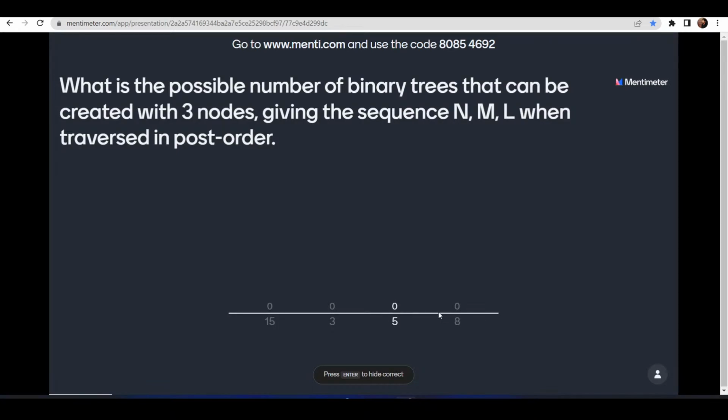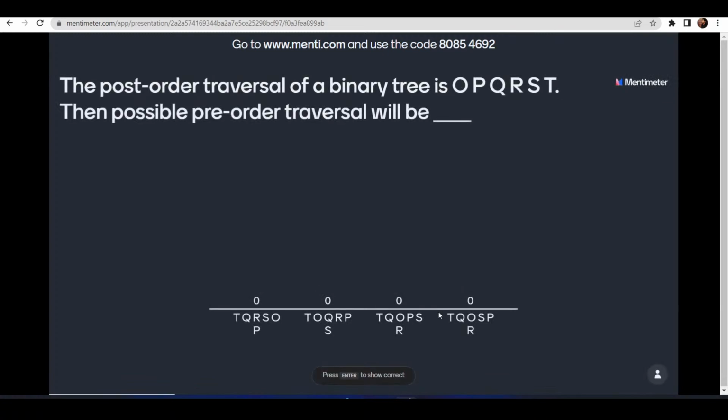So moving to the next question. Here we have been given the question, that is the postorder traversal of a binary tree is given, and we have to find the possible pre-order traversal. So let me give a 1 minute pause, and then I will be discussing the solution.